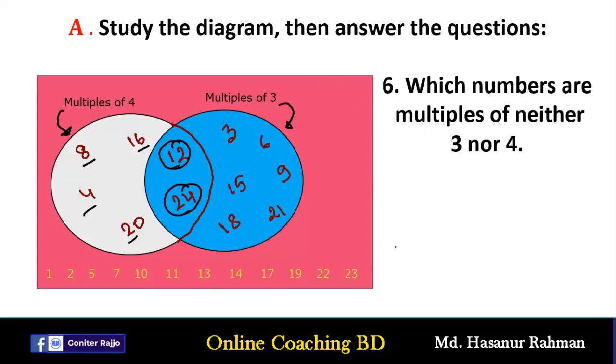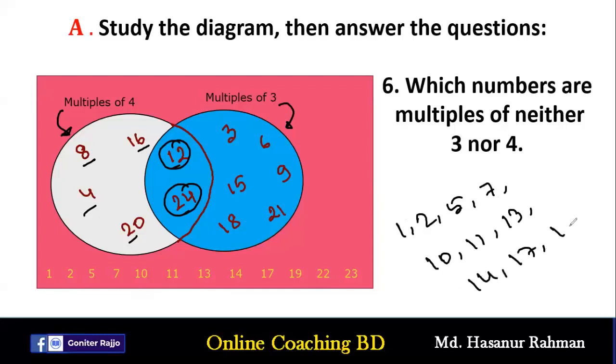Now number 6 says which numbers are multiples of neither 3 nor 4. We can easily find out that outside of these circles, some numbers are given. These numbers are neither multiples of 3 nor 4. So our final answer will be 1, 2, 5, 7, 10, 11, 13, 14, 17, 19, 22, and 23.